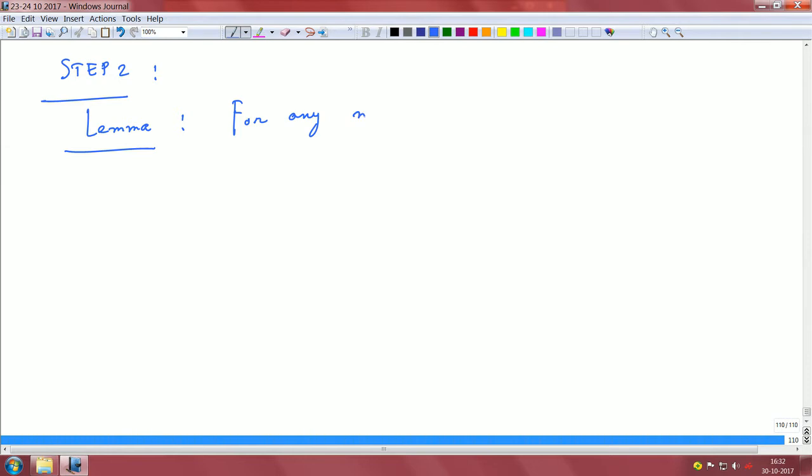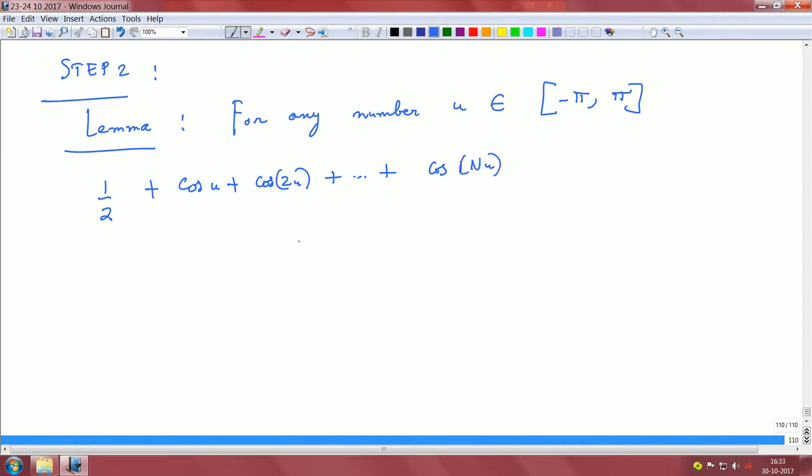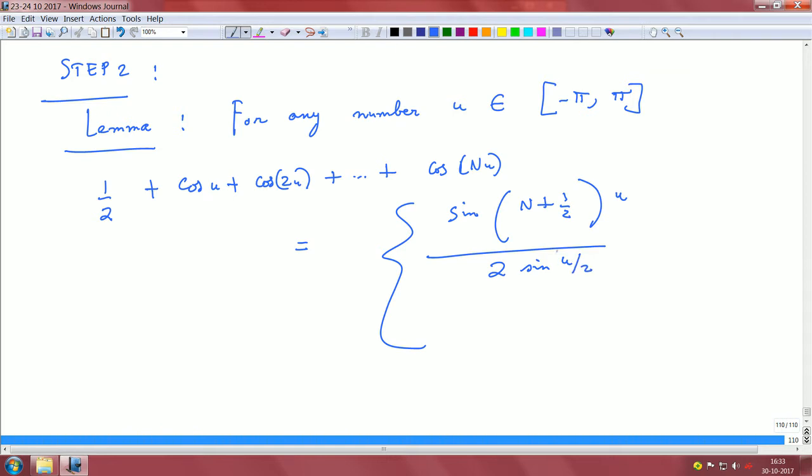Now, for any number u belonging to minus pi to plus pi, 1/2 plus cos u plus cos 2u plus so on up to cos n times u is basically sin((n plus half)u) over 2 sin(u upon 2) for u not equal to 0, and equals n plus half when u equals 0.